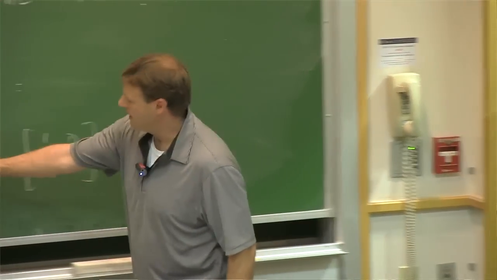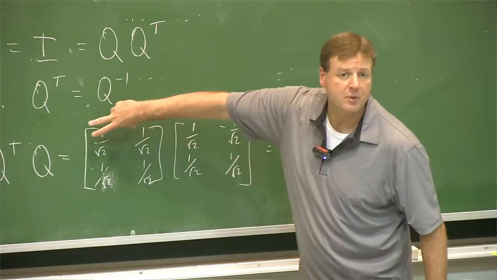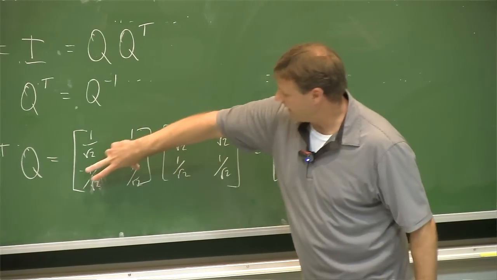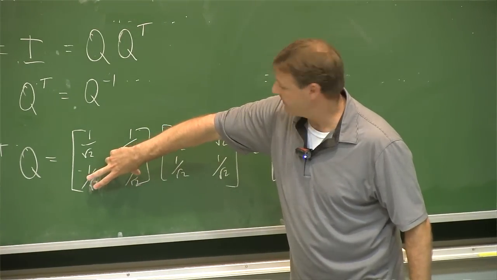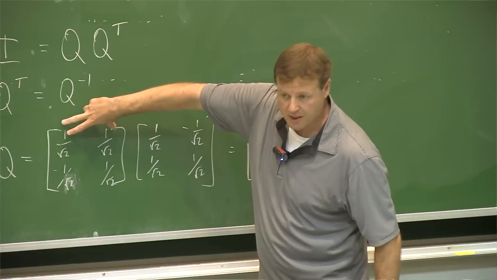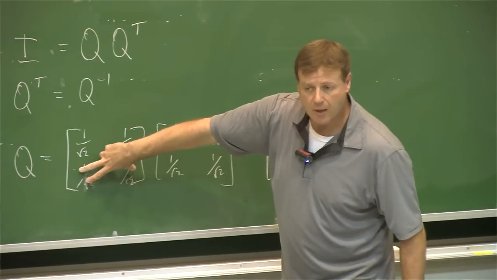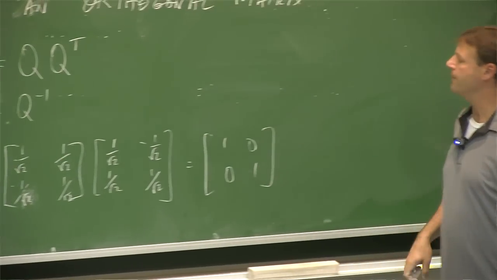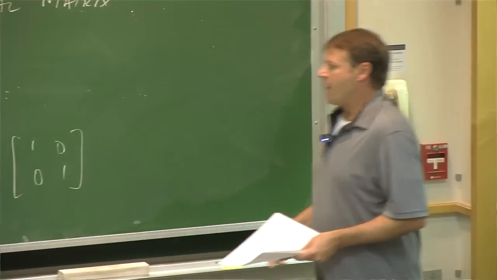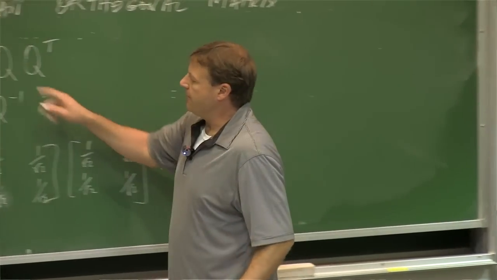But you can see, even just doing this one, you end up with a half plus a half is 1. Then you get a negative a half plus a positive a half is 0. Then you get negative plus positive is 0. And then you get positive a half plus positive a half is 1. Okay, so that's just verifying it, but this is the key fact.